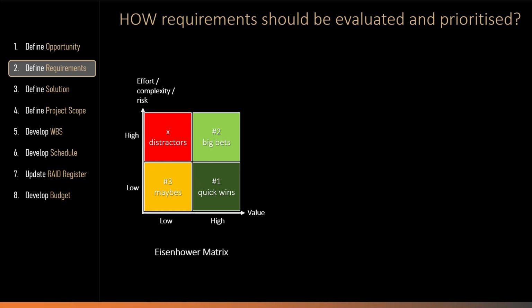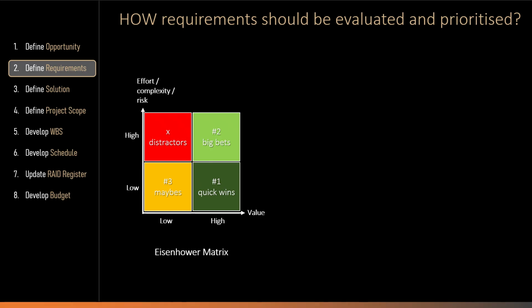Big bets are also high-value requirements, but they require more effort, resources, and pose higher risk. These may still be worth including, but only if they are achievable within the project constraints. Maybes and distractions should normally be avoided, deferred, or challenged because they may add complexity without creating enough value.